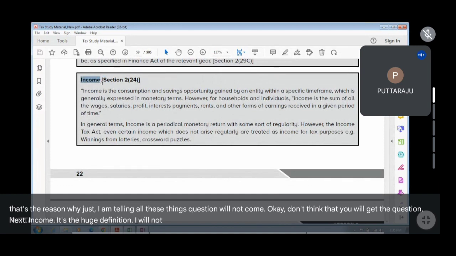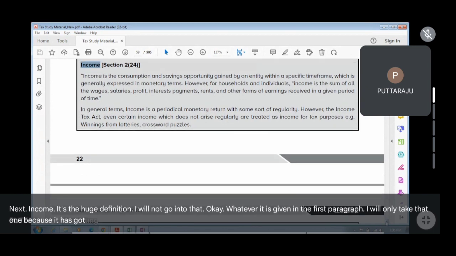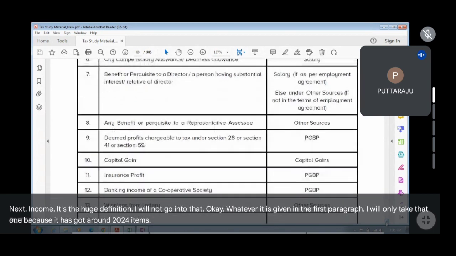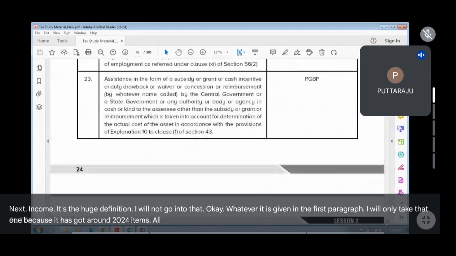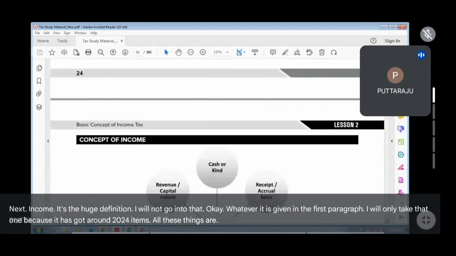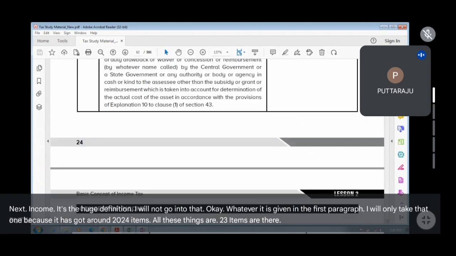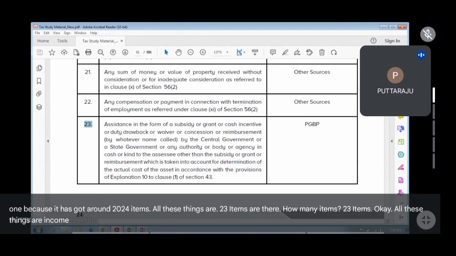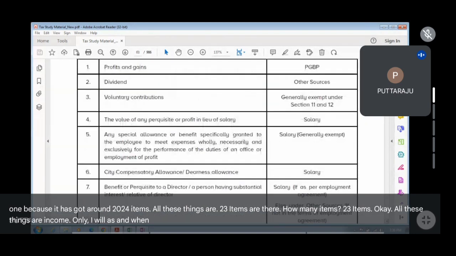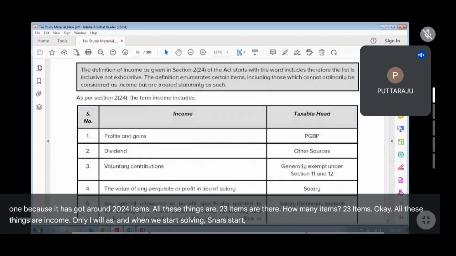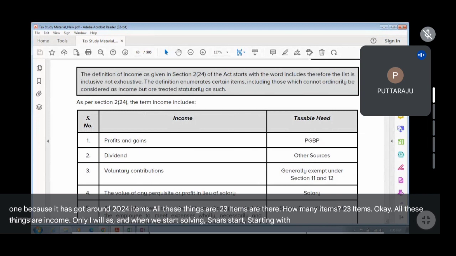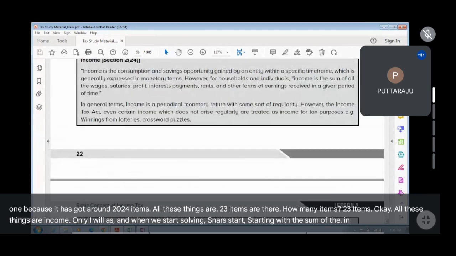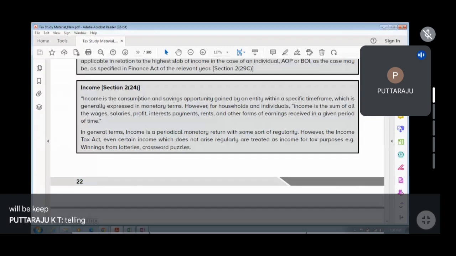I will not go into all of that. Whatever is given in the first paragraph, I will only take that one because it has around 23 items. All these things are income only. As and when we start solving the sums of the heads of income, I will keep telling you which will be included in these definitions.